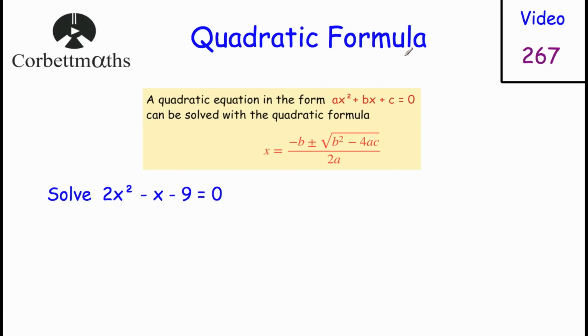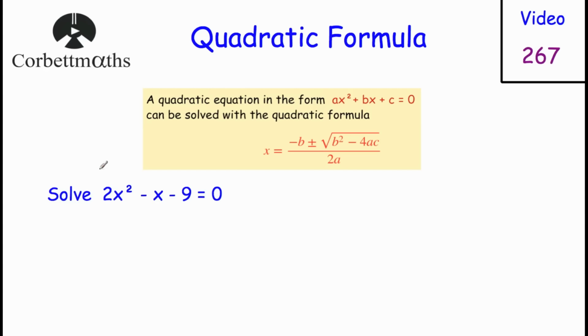Okay, so our next topic is the quadratic formula, and that's video 267 on Corbettmaths. Now sometimes we're given a quadratic that can't be factorized, so we solve it by using the quadratic formula. So if you've got a quadratic in the form ax squared plus bx plus c equals 0, where a is the number in front of the x squared, so a is the coefficient of x squared, b is the coefficient of x, the number in front of the x, and c is the number on the end, then you can substitute them into the quadratic formula and it will tell you your solution straight away. And the quadratic formula is x equals negative b plus or minus the square root of b squared minus 4ac all over 2a. And this is part of the Corbettmaths revision card.